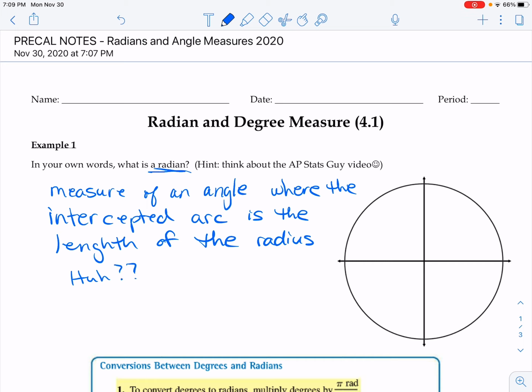Okay, so here's the radius. I'm going to measure it, and I'm going to take that length, and I'm going to wrap the length here. So the length of those blue lines are both r, the radius. Okay, this is the intercepted arc. Here's the angle. The measure of that angle is 1 radian.